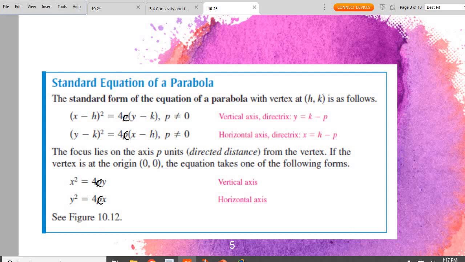Alright. The biggest thing to notice is that our vertex, which is that point that's exactly halfway in between our directrix and our focus, is kind of what it's all centered around. And that's given by (H, K). Our H is always going to be with our X, and our K is always going to be with our Y. If our vertex happens to be at (0, 0), then notice basically our H and our K go away because they're 0. Yes?